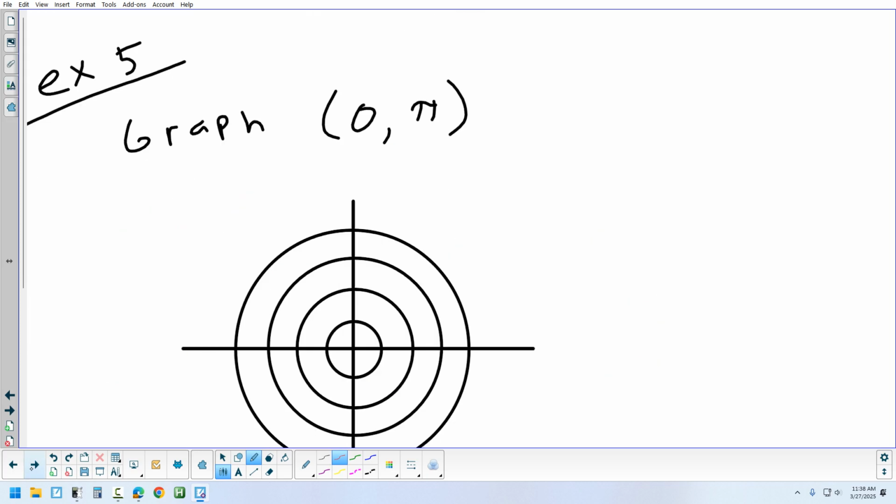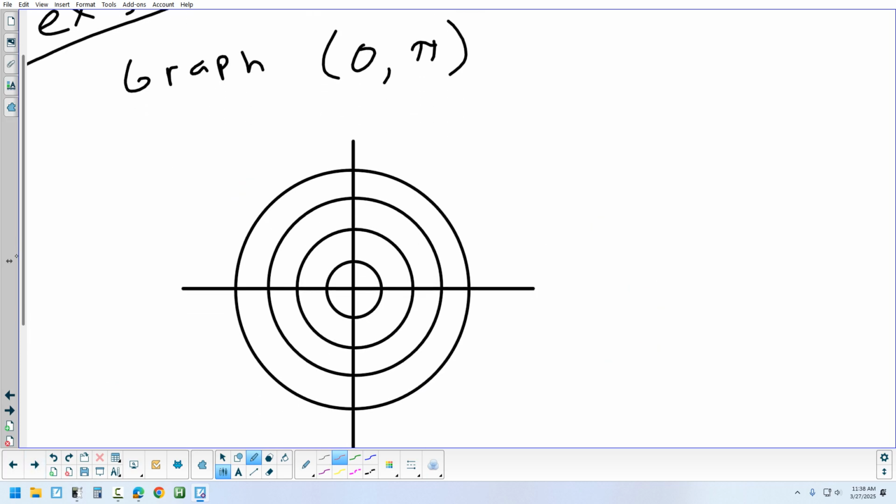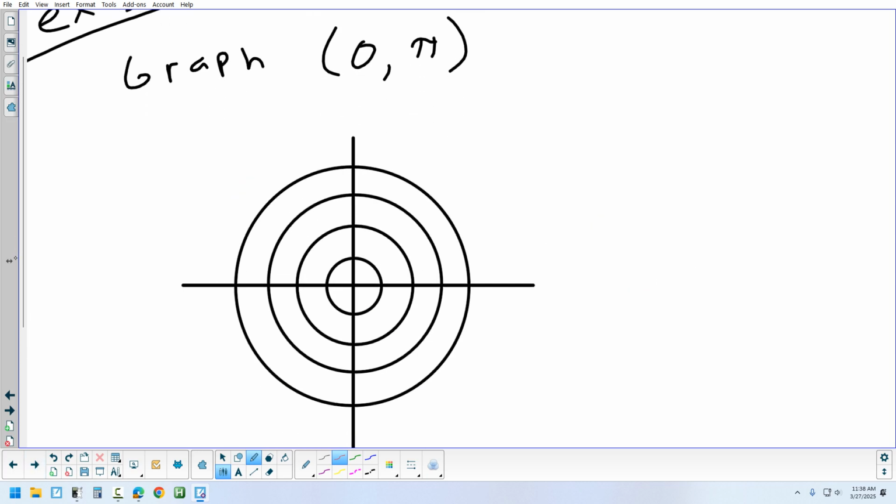All right, let's try this one. 0, pi. So where's it going to be? Origin. It's going to be at the origin, but there's something important you need to do. So it's there, but what's the amount of rotation? 180. So what you want to do is that.